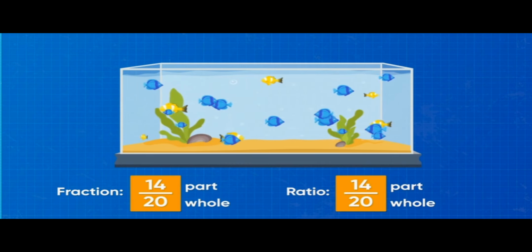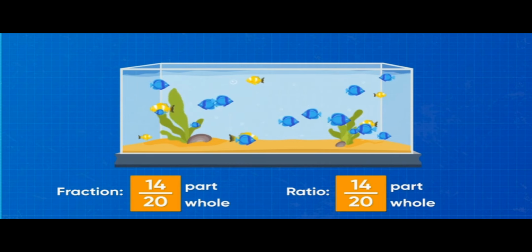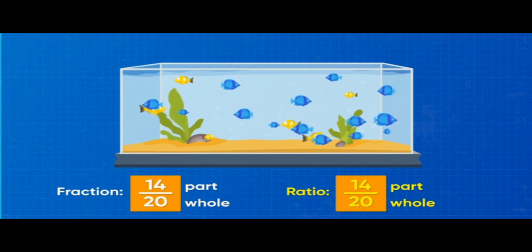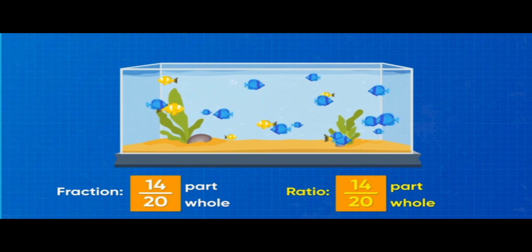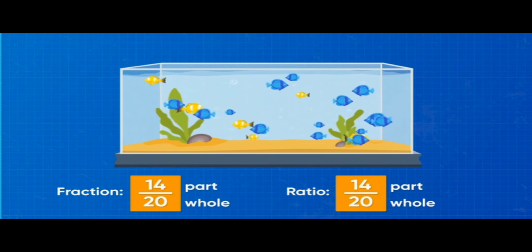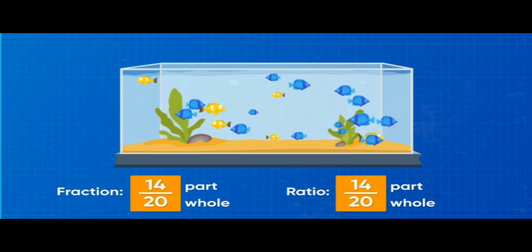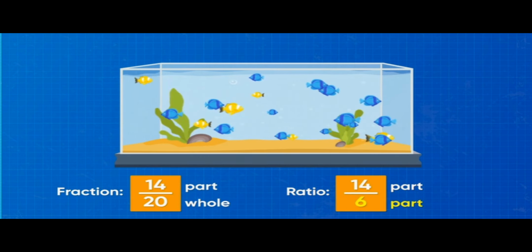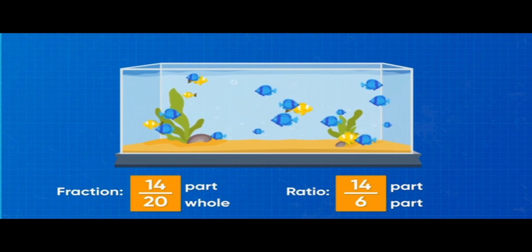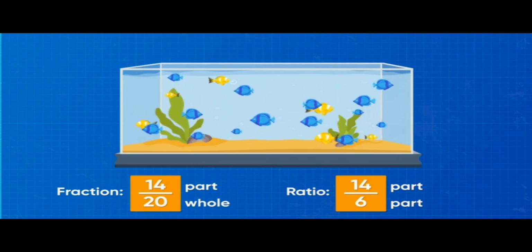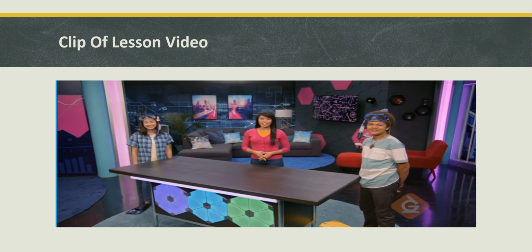But now let's say you want to compare the amount of blue fish to yellow fish. We cannot do that with a fraction because fractions only show parts of a whole. But a ratio can show a relationship of parts to parts. In this case, you can show that the ratio of blue fish to yellow fish is 14 to 6. This is a part-to-part ratio. I get it. So fractions only show parts of a whole, but ratios can compare any 2 quantities. Bingo! Now let's see how we can simplify ratios.